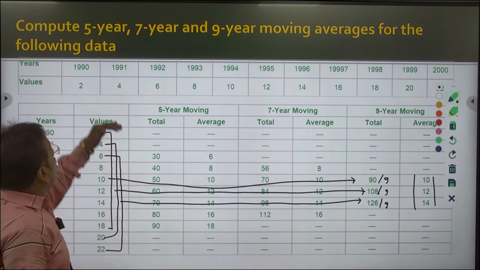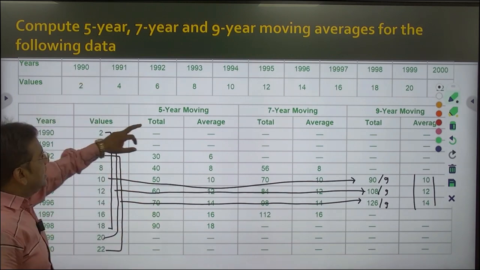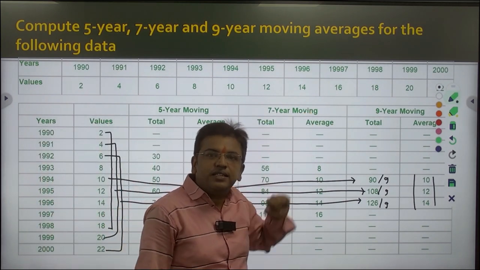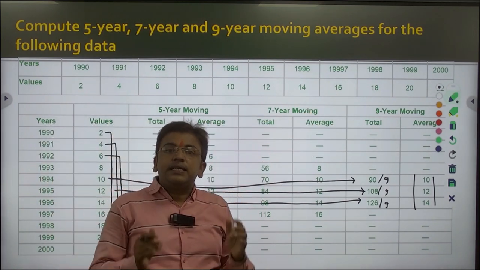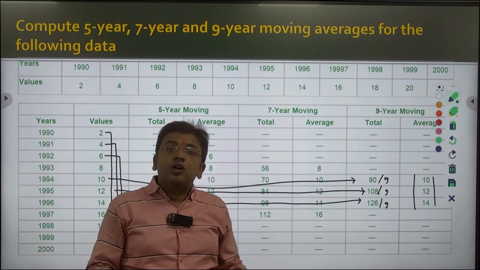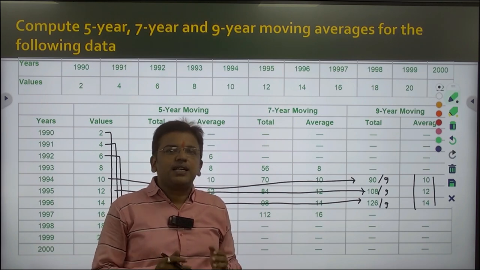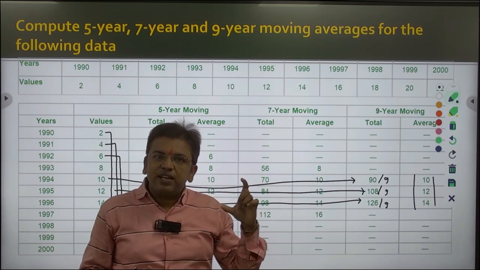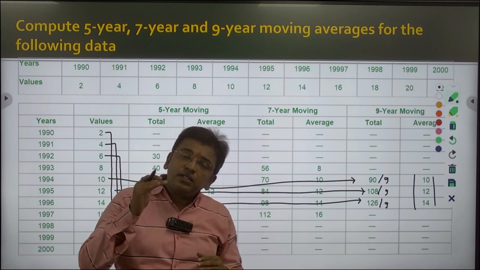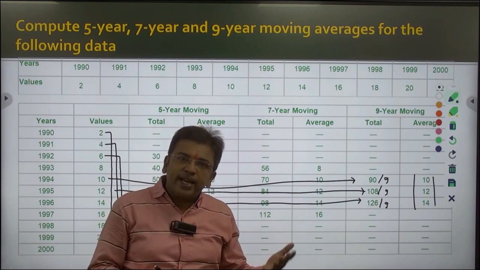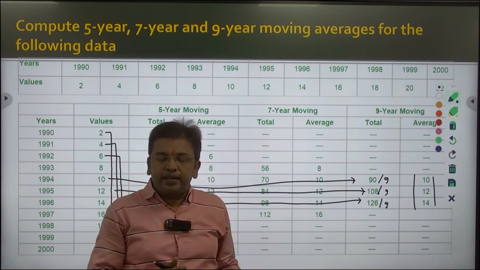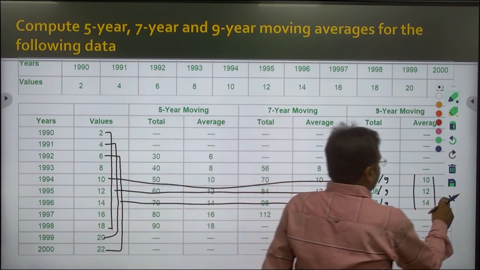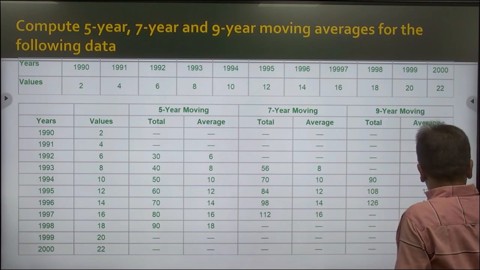So for odd numbers, you have seen that whether the question is asking about 5 years, 7 years or 9 years, we are going to calculate the value according to the question. Whatever the question is asking, if the question is asking for 5 years, we are going to add the values of the first 5 terms, then divide the same by 5, and you are going to get the trend. So this is the process by which you are going to calculate the values for odd numbers.